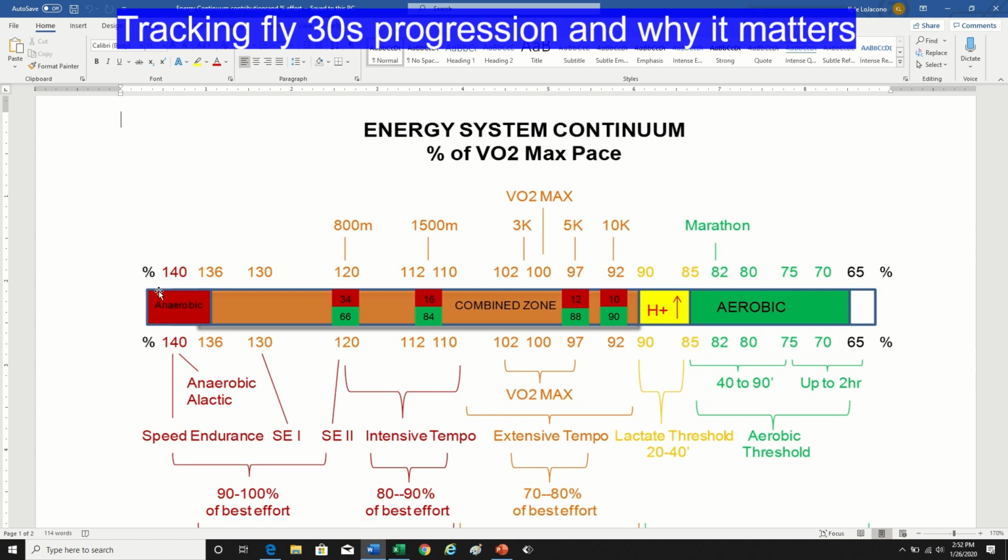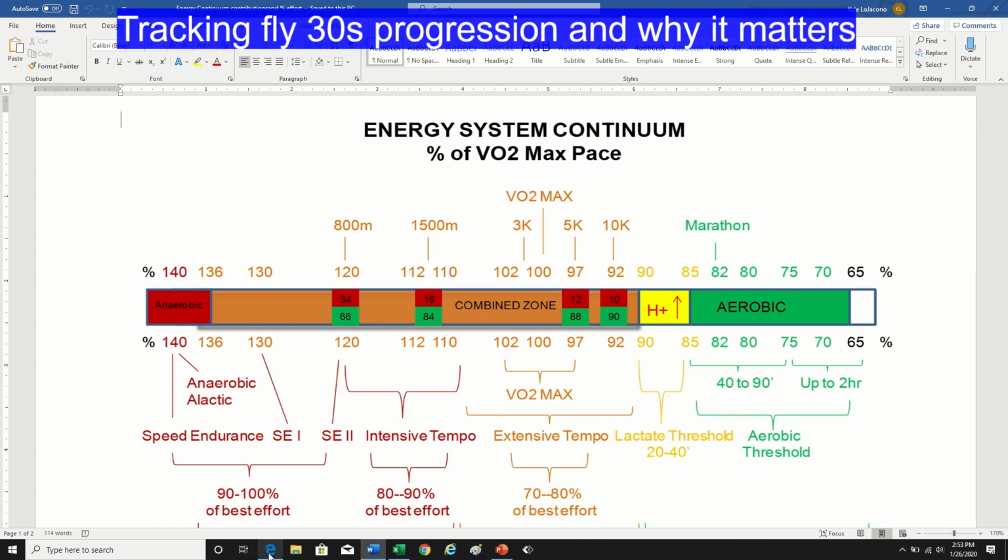And what's really important to note here, that I haven't really focused on in any video prior to this, is that several studies have been done that show that as max speed, fly 30, really out to 60 meters, improves, that percent of improvement is going to almost directly correlate to that amount of improvement in all other race distances from the 800 all the way out to the marathon.